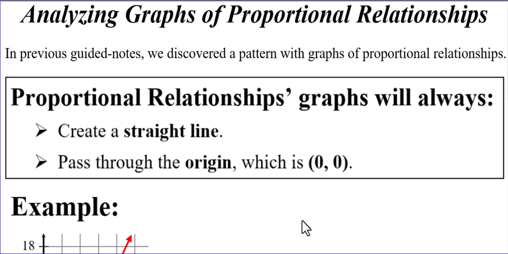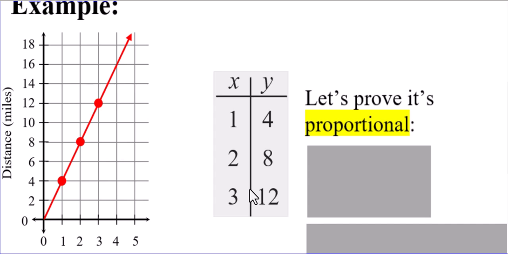In previous guided notes, we discovered a pattern with graphs of proportional relationships, and what we discovered I have here in this box. Proportional relationships graphs will always create a straight line and will always pass through the origin, which is 0, 0. For example, take a look at this graph.